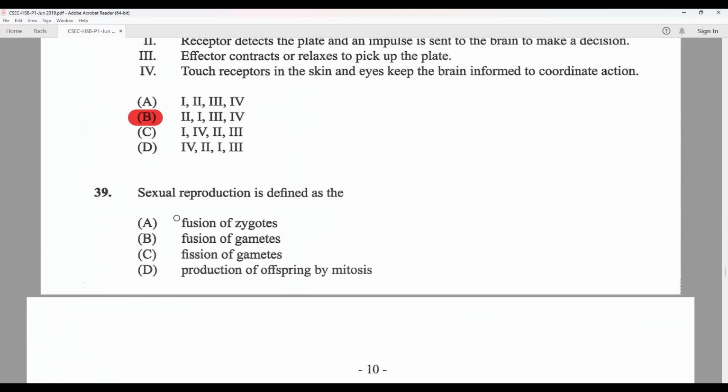39, sexual reproduction is defined as the fusion of gametes. Just be careful with this question, reading the words. This is fusion of zygotes, no? Fission, look how close it is in look to the word fusion. Just be careful in reading the words.